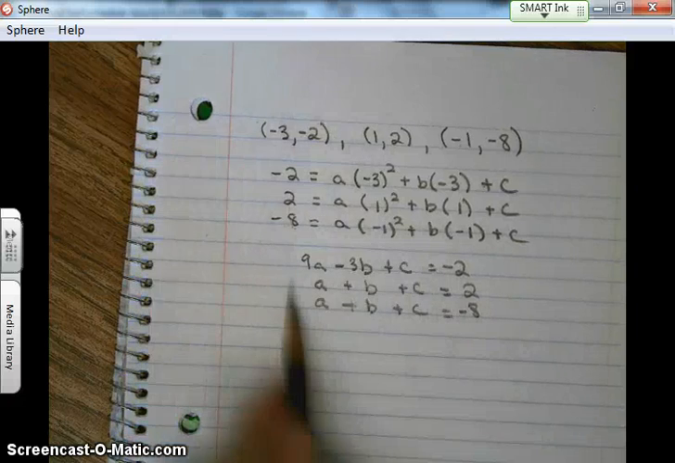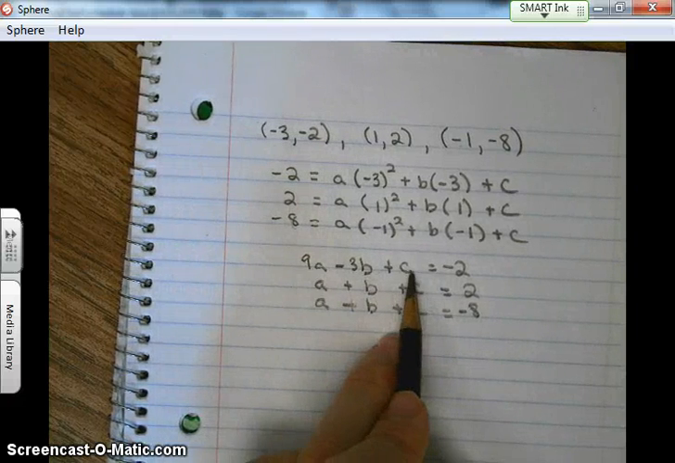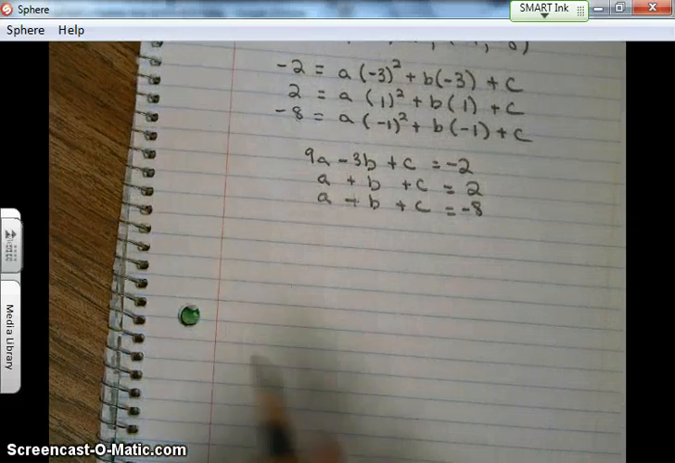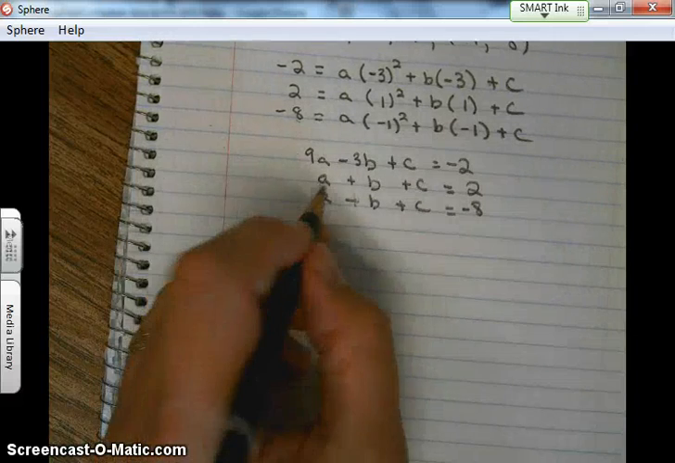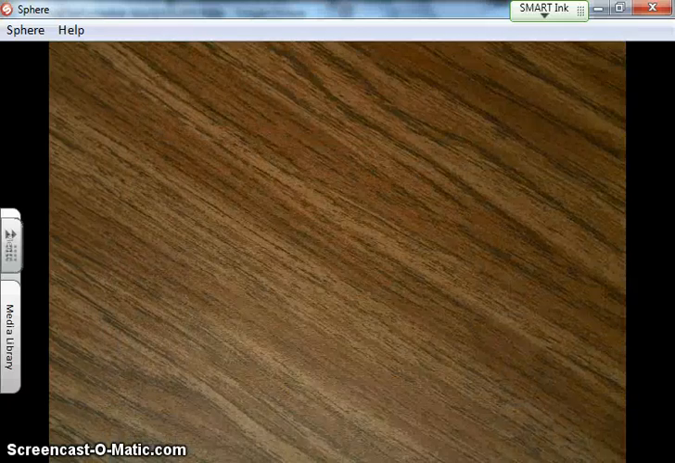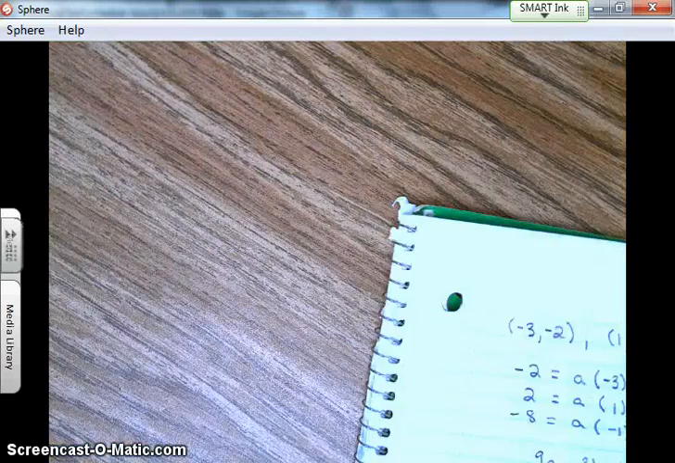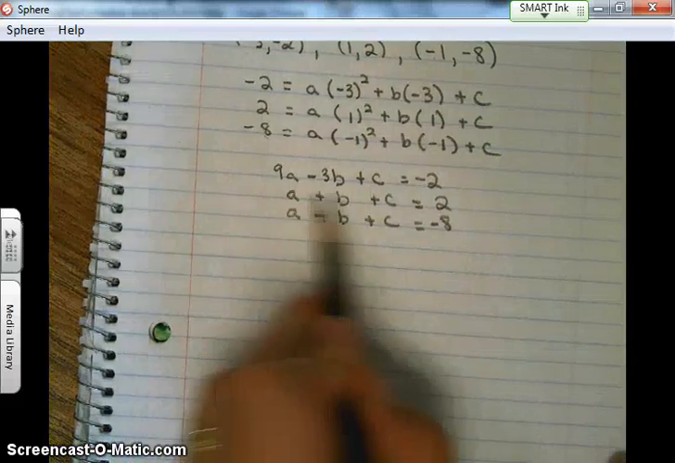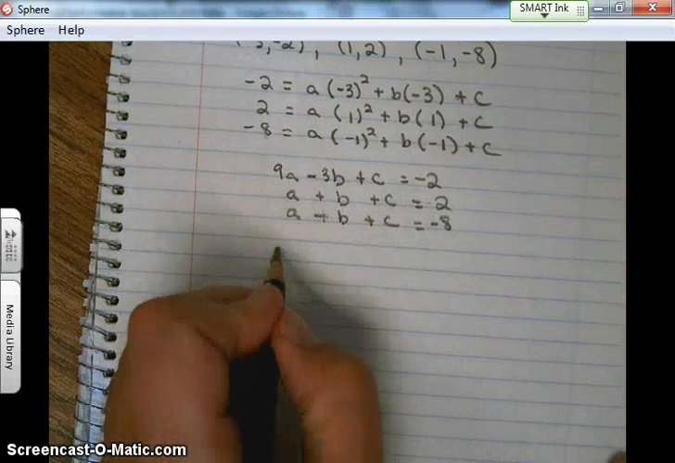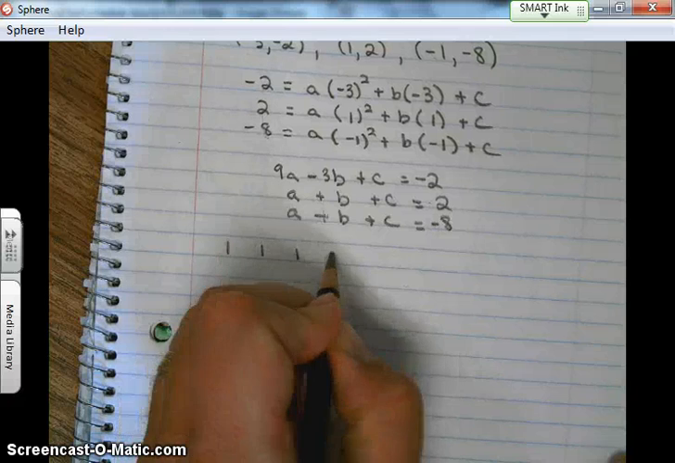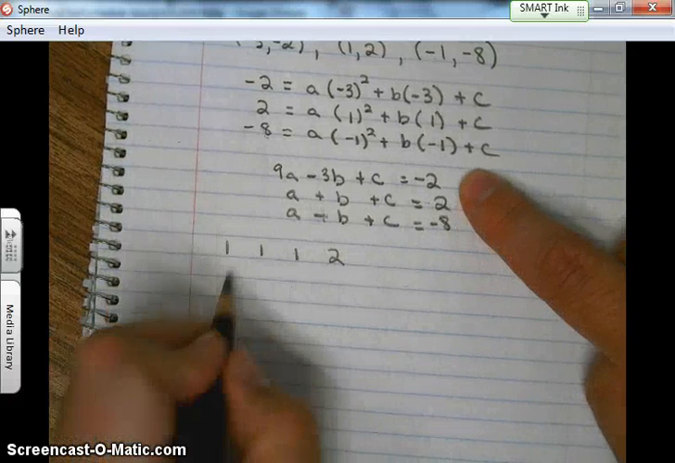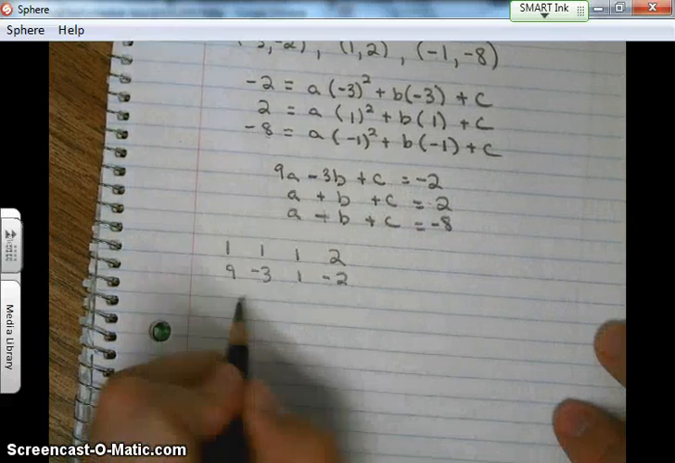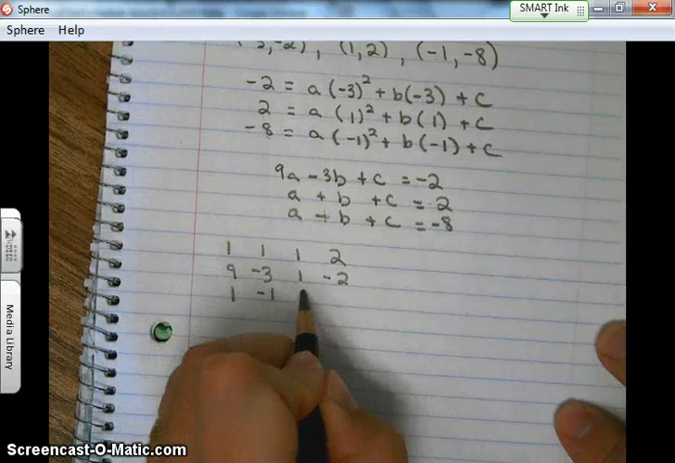Okay, and so now we want to solve for a, b, and c. We learned how to do this using the Gaussian elimination method. So let's start off by setting up a matrix. I'm going to go ahead and switch them around. I'm going to move row 2 up here to row 1. So I'm going to have 1, 1, 1, 2. Then I'm going to put 9, -3, 1, -2, 1, -1, 1, -8.